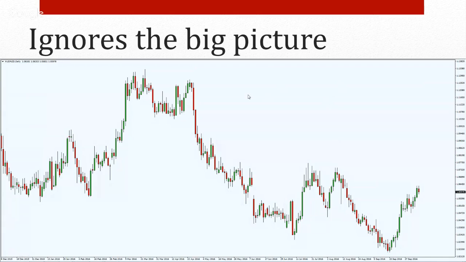So for example, if you look at this chart over here, this is in a downtrend. So just because you see this bullish bar over here, you don't want to think that the market is going to reverse and you're going to be looking to go long. Instead, you still want to follow the trend. The trend is down, so you still want to stay short.